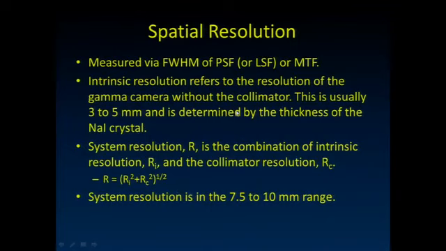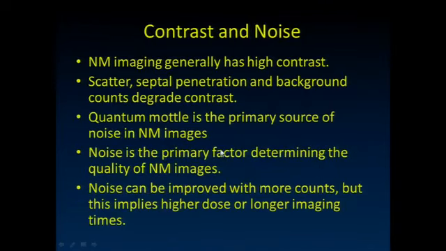I mentioned spatial resolution. Both the collimator and the detector play a role in here. I'm not going to go into that slide anymore. I mentioned the fact that nuclear medicine images have extremely high contrast. That's why we utilize them. There's also quite a bit of noise there. We can improve that noise by getting more counts, but realize that means either a longer imaging time or a higher dose to the patient.